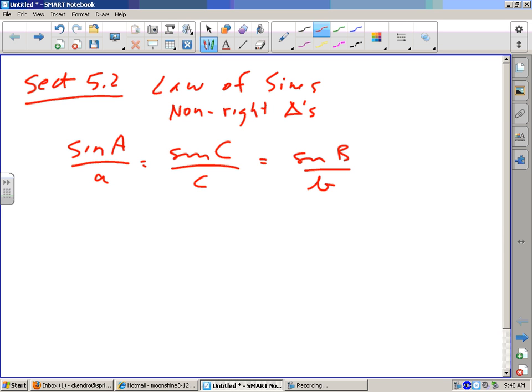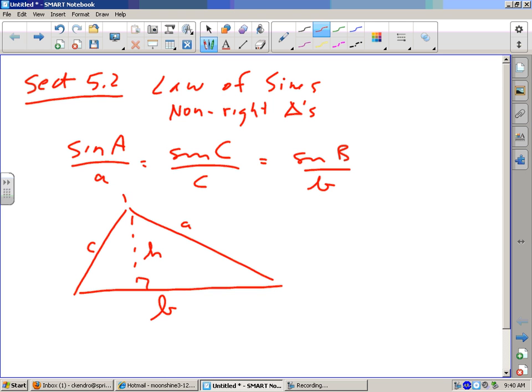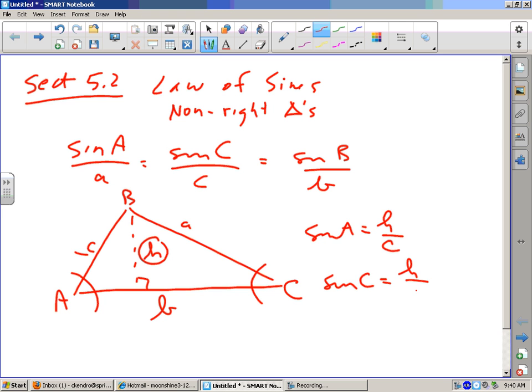And this was derived from a triangle, dropping the altitude down. This is h, c, a, call this little b. That means this is big B, A, and C. And knowing that the sine of angle A down here is equal to h over c, and also knowing that the sine of angle C is equal to h over a.